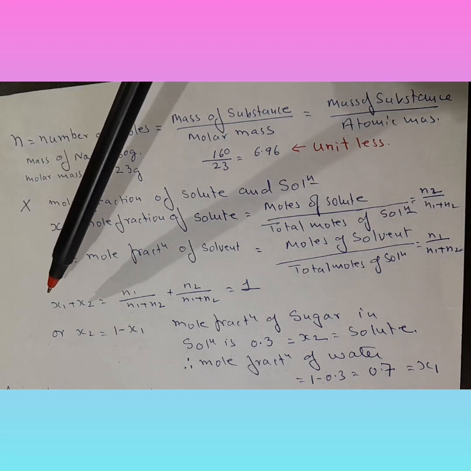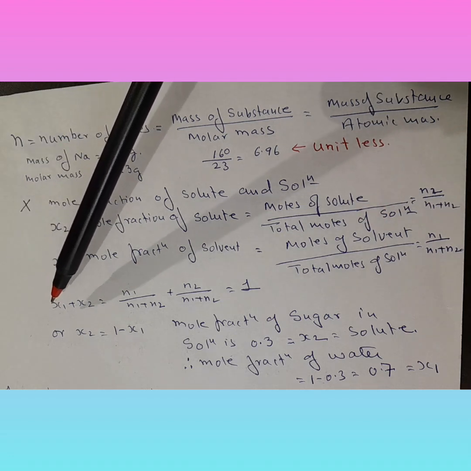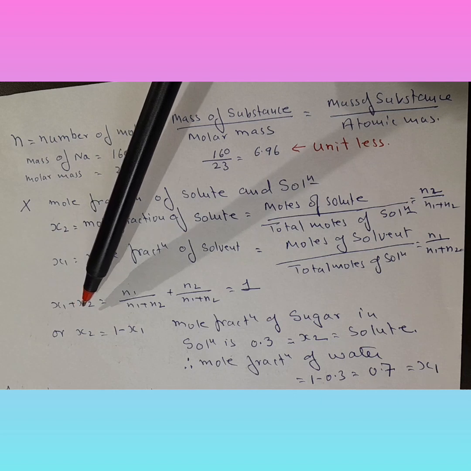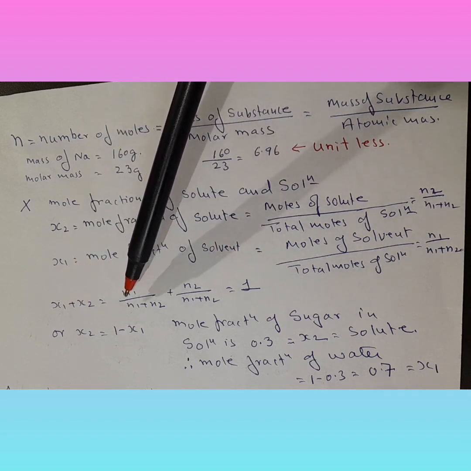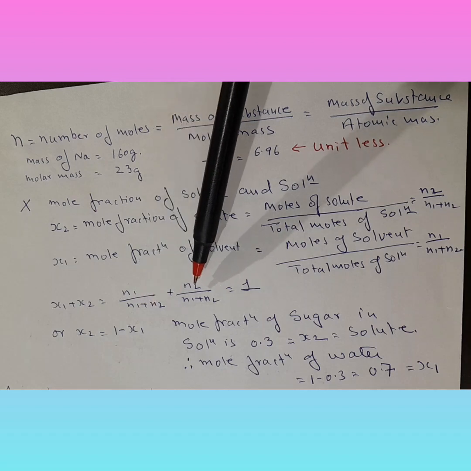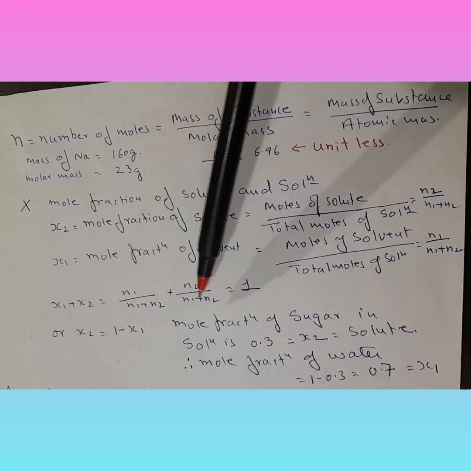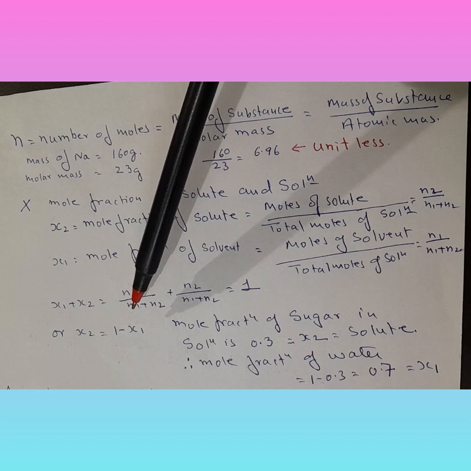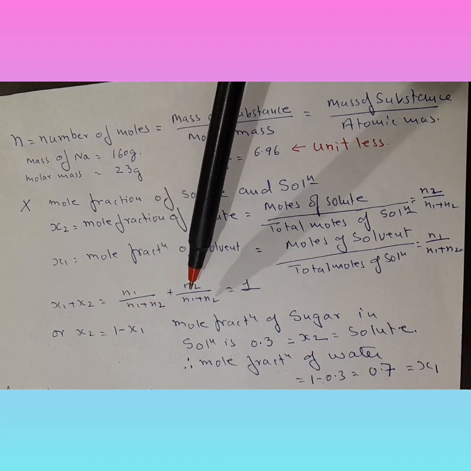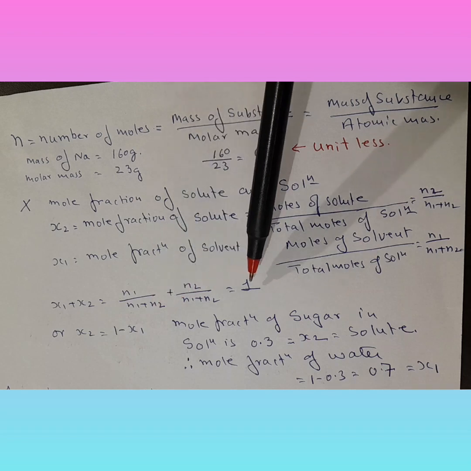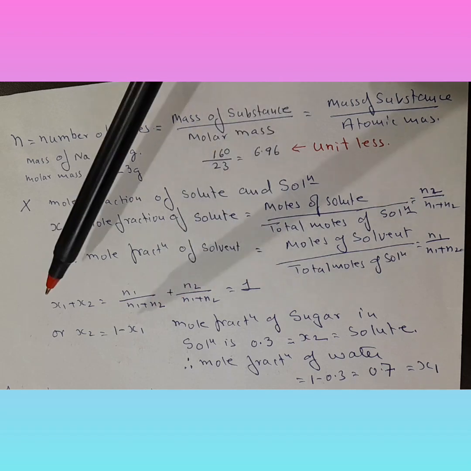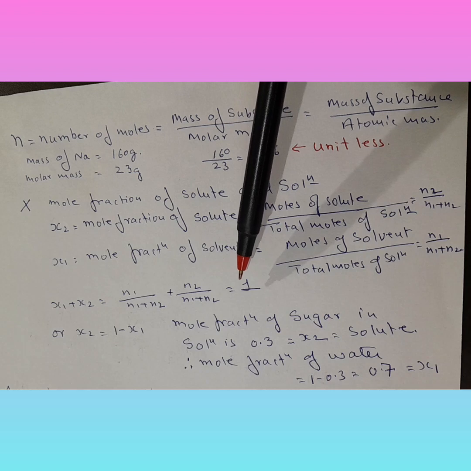Another fact that you have got to keep in mind is x1, that is mole fraction of 1, plus mole fraction of 2 is always 1. I've just given you an explanation why it is so. n1 divided by n1 plus n2, plus n2 divided by n1 plus n2. If you take the LCM, then the denominator would be n1 plus n2 and the numerator also would be n1 plus n2, as the denominator is common. So the value would be 1. So x1 plus x2 is equal to 1.